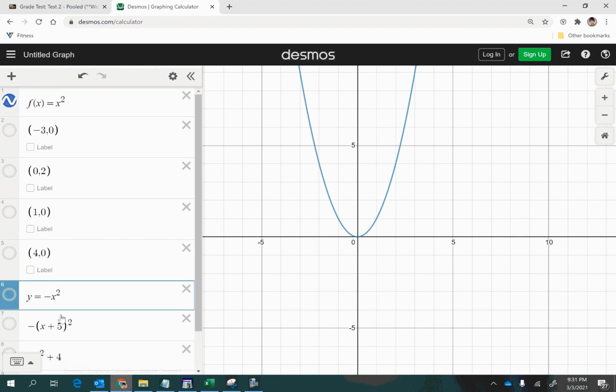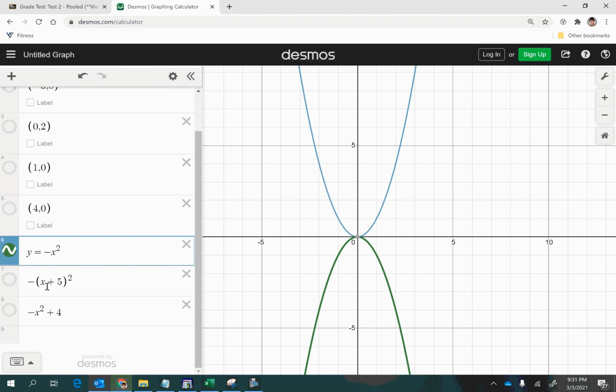Now, if you put a negative out front of it, it's going to flip across the x-axis because all the y values will become negative. Now, if you add 5 on the inside with x, that's going to cause the x locations to shift to a side, either to the right or to the left.